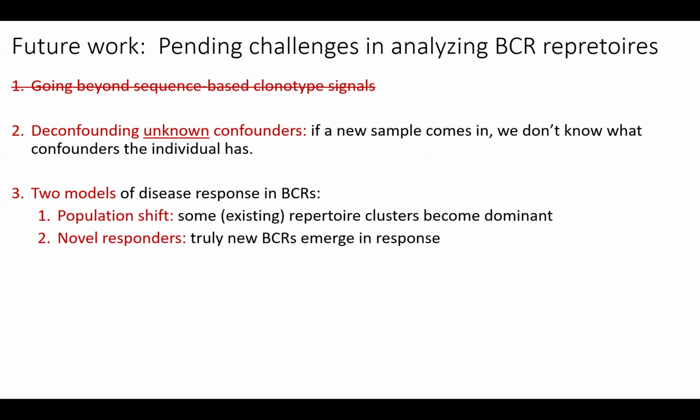And lastly, as you sort of think about figuring out what are the disease signatures in an immune repertoire, there are sort of two models that could be plausible, and maybe both are true, which is one is that there is some kind of sort of the analog to clonal expansion, that certain repertoire clusters become more dominant. Or the other is that completely new responders show up. Now, because of the sampling issues, it can be hard to distinguish these two, but having the ability to distinguish these two is also going to be important.